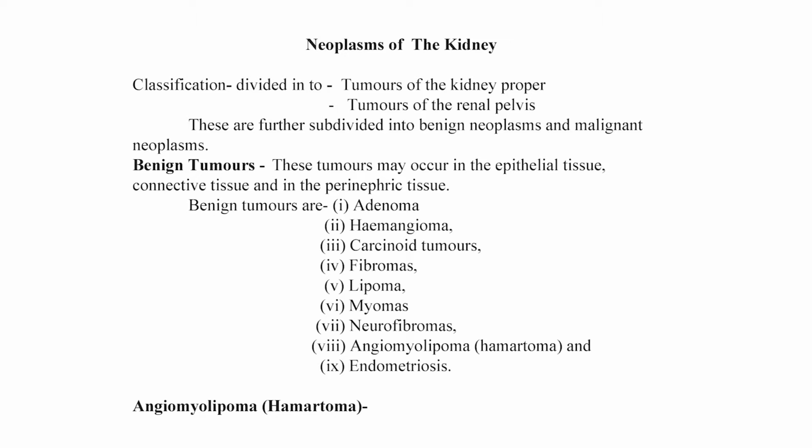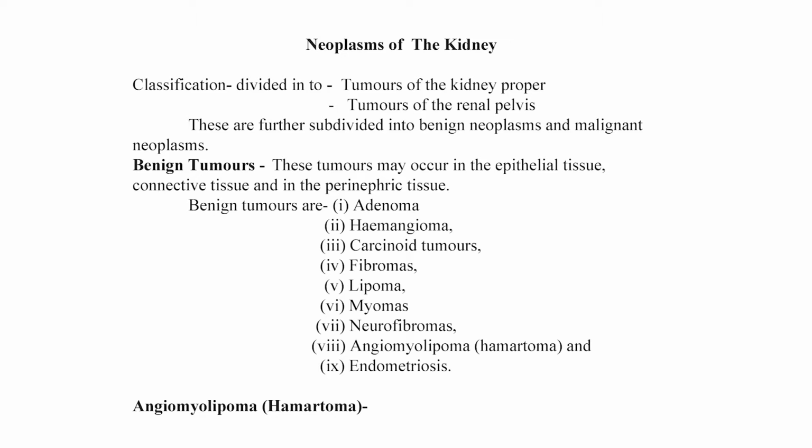Benign tumors are adenoma, haemangioma, carcinoid tumors, fibromas, lipoma, myomas, neurofibroma, angiomyolipoma, hamartoma, and endometriosis. Most of these tumors are 1 to 2 cm in diameter. Of these tumors, adenoma requires special mention. Adenoma is probably the most common benign tumor of the kidney. It is 3 times more common in men than in females.